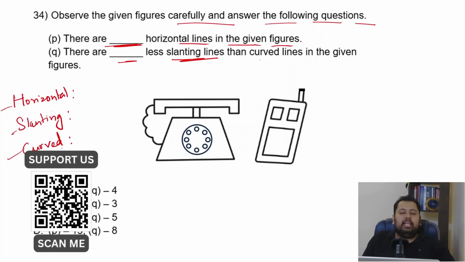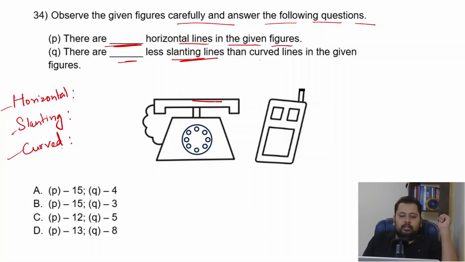Great. So horizontal lines, how many do you see over here? Let's try and find out. So this is one, two, three, four, five, six. So there are six over here. Then there's 7, 8, 9, 10, 11, 12, 13, 14, 15. So there are 15 horizontal lines overall.